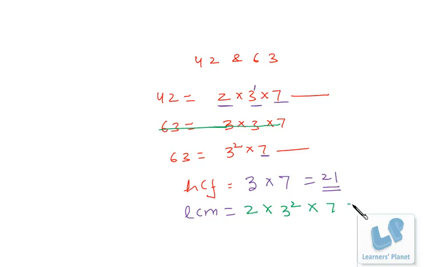So it's 7 into 3 squared, and 3 3s are 9, so 9 7s are 63. 63 into 2 is 126. So the LCM of these two numbers is 126 and the HCF is 21. So you got the method. How did we calculate HCF and LCM? I take one more example.